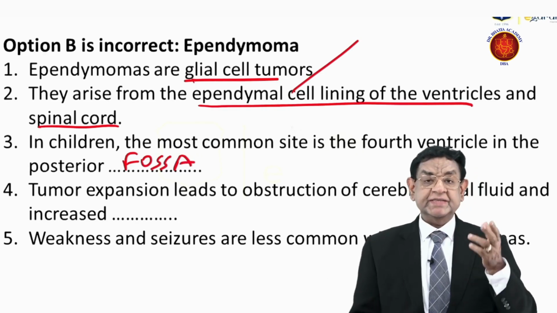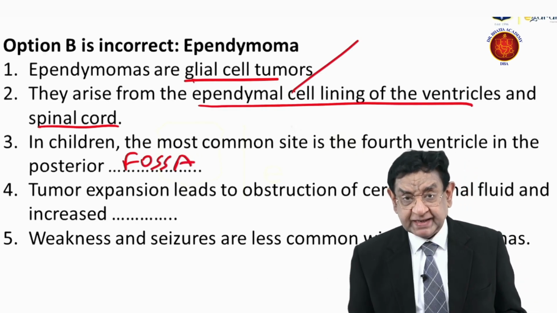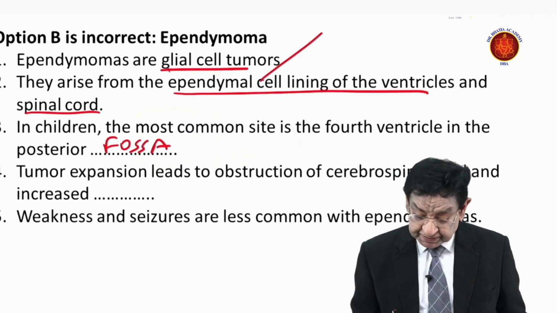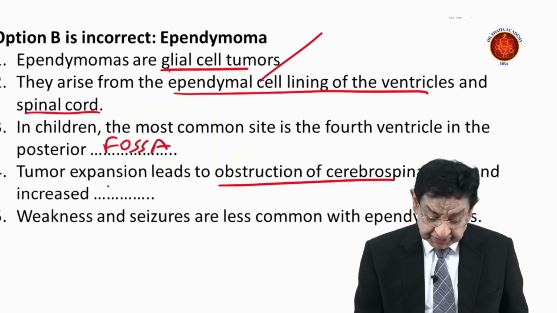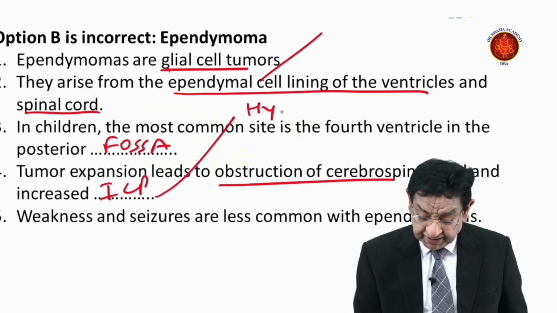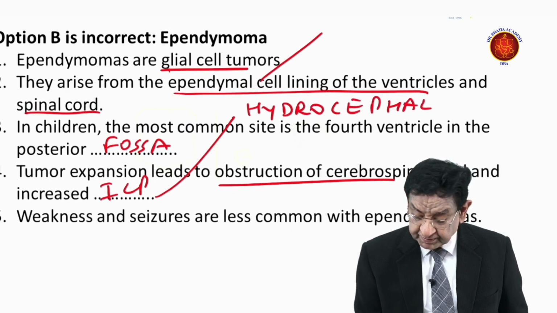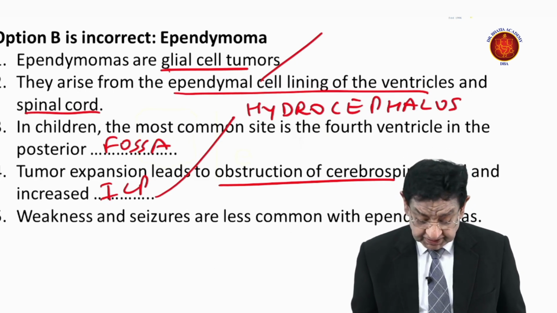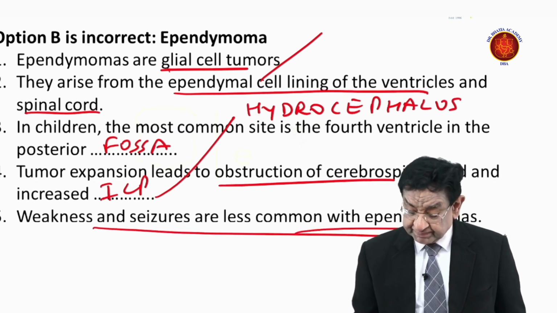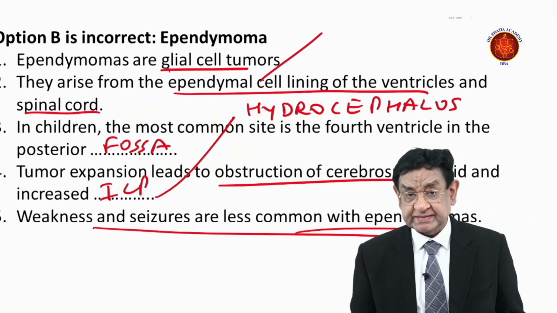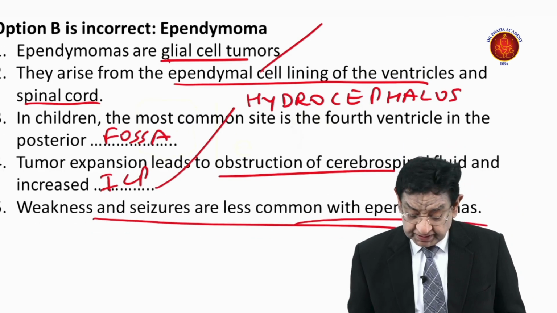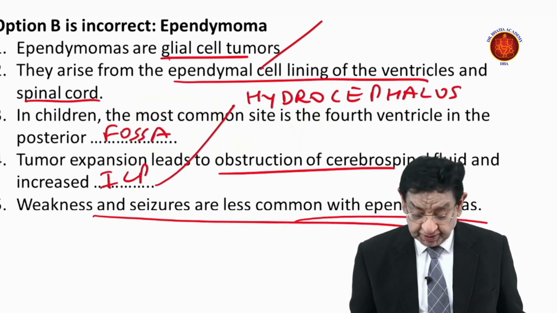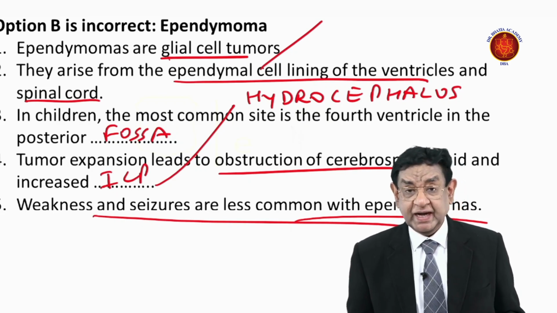So definitely when it is arising in the posterior fossa lining, it is going to obstruct CSF flow, and that leads to increased intracranial pressure, and it can also lead to hydrocephalus. Why? Because it is causing obstruction to CSF flow. Weakness and seizure are less common with ependymoma because they are arising inside the lining of the CSF flow site, right?